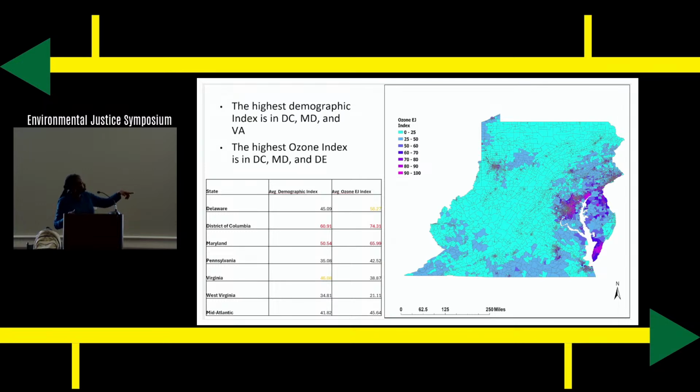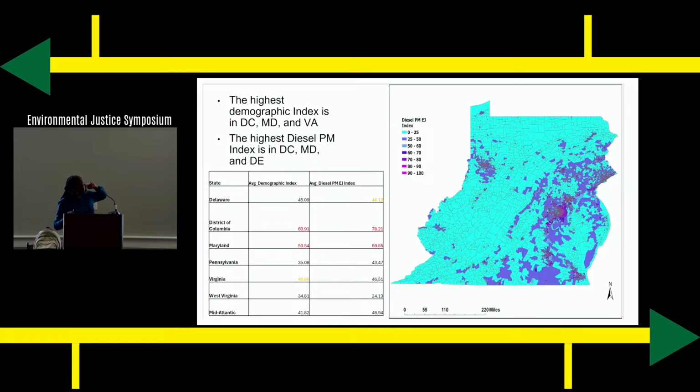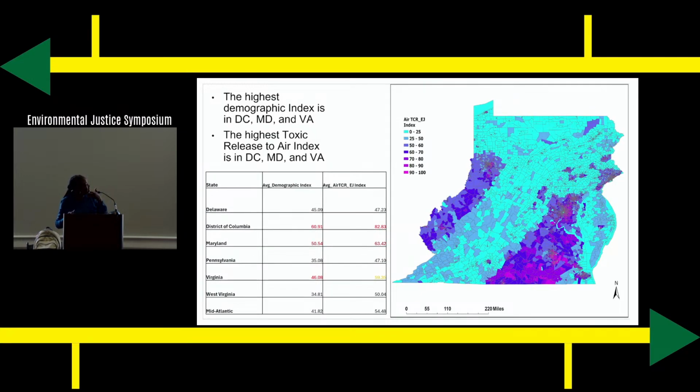Okay, so this is ozone. Scroll, I think I saw PM 2.5. That should be the next one. Please, just one more slide up. Okay, this is diesel. This is the average EJ index for diesel for the Mid-Atlantic region. I think it's a repetition. The next one, please.